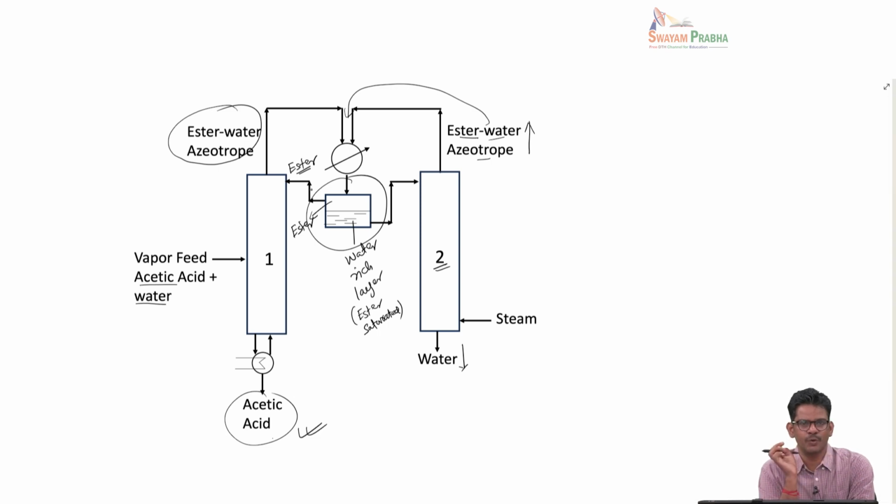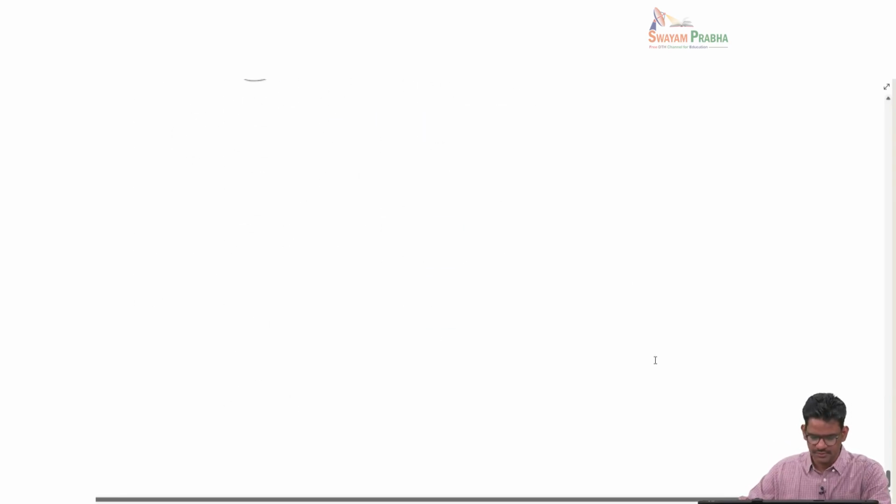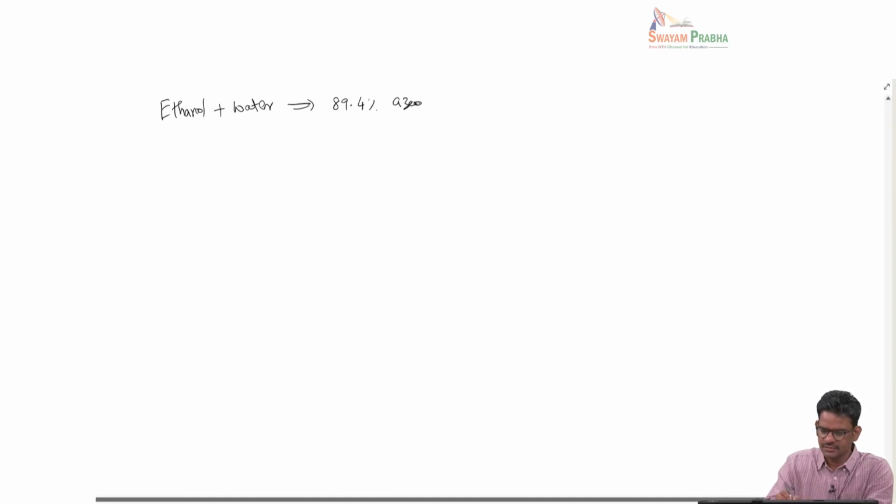So, this is an example of how we do azeotropic distillation of acetic acid with water, with butyl acetate as an entrainer. Let us talk about another example. Here I have ethanol plus water. The ethanol-water mixture forms an azeotrope at 89.4%. In the previous example, the acetic acid-water system, there is no azeotrope, but the relative volatility alpha is very small. That is why we use azeotropic distillation.